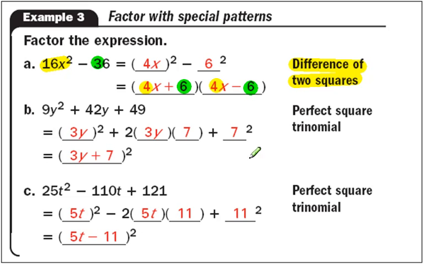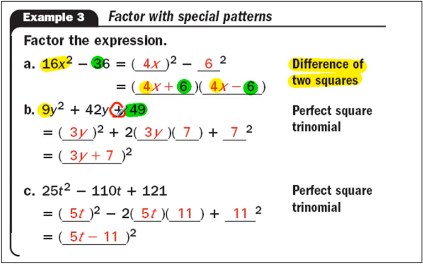We just left off talking about difference of squares, and now we're going to talk about perfect square trinomials. Again, in perfect square trinomials, the A term and the C term both need to be perfect squares, and in this case they are. And the sign of the C term has to be positive.